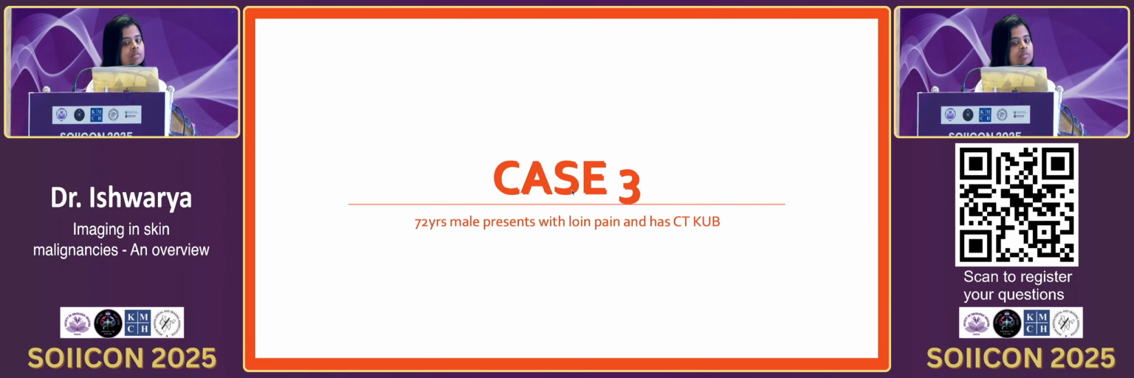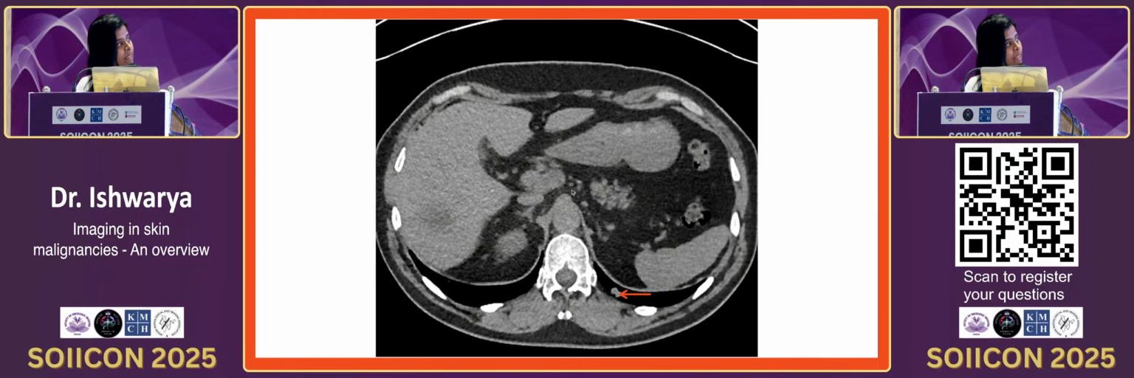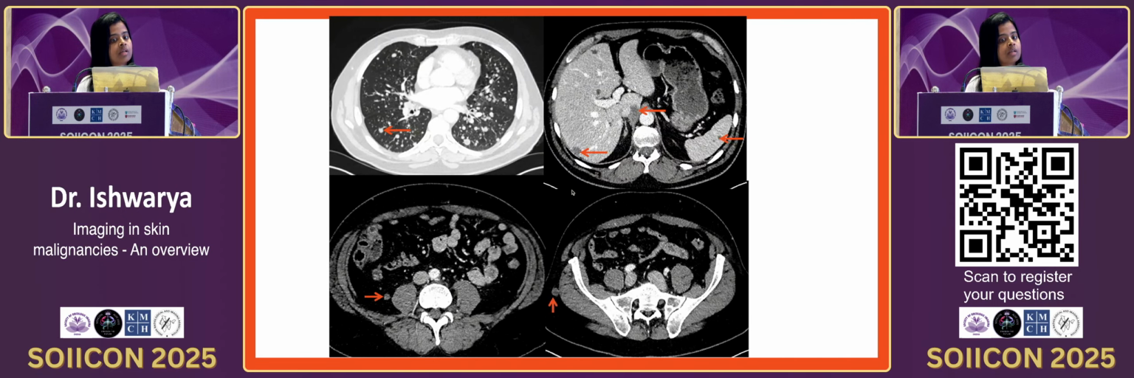And the next one is, okay, so this is a 72-year-old male who presents with a loin pain and has a CT-KUB. And then the radiographer comes and says, I spotted some lung nodules. Do you want us to do some contrast study? We also said, okay, yeah, there's also a liver lesion. Let's do a staging CT. And that's the staging CT.